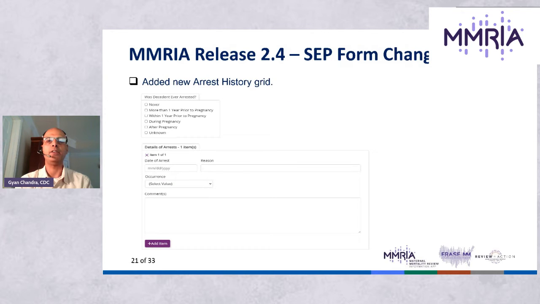We have also added a new arrest history grid on the social and environmental profile form. Similar to the question, was decedent ever incarcerated? There is a new multi-select question, was the decedent ever arrested? Following this question is a grid with additional questions pertaining to the date of arrest, the reason for arrest, and when the decedent was arrested in relation to pregnancy. This allows abstractors to capture arrests that may not have resulted in incarceration, which could be an important consideration during analysis.